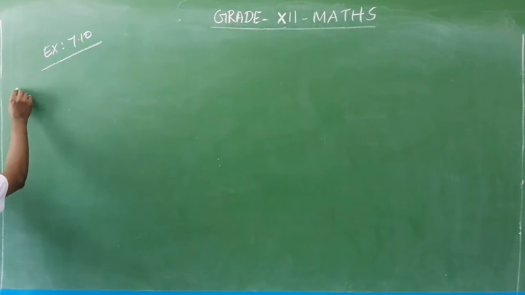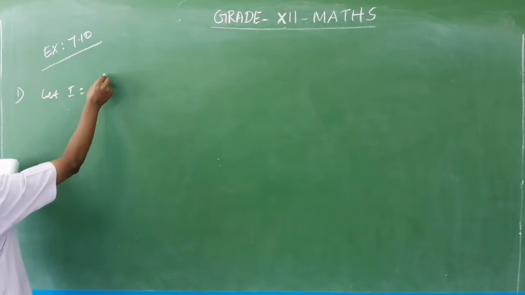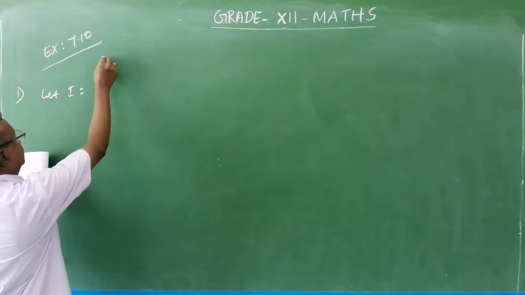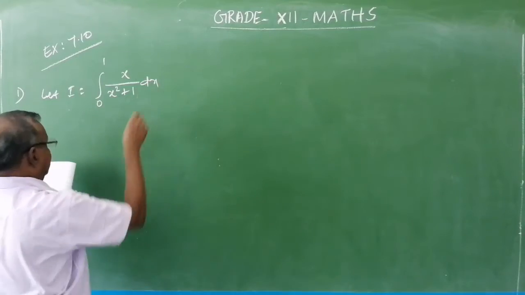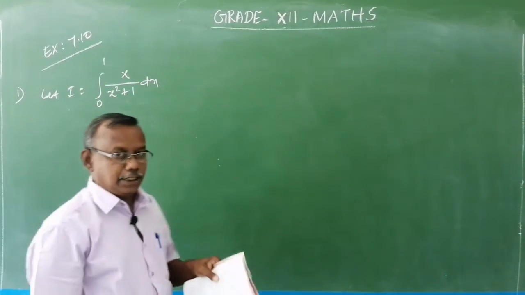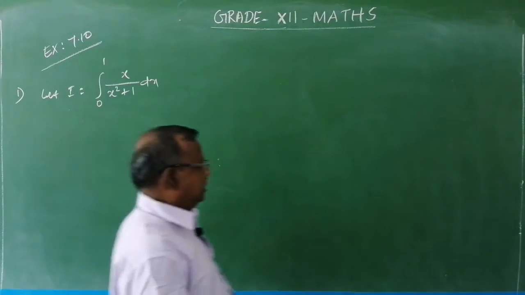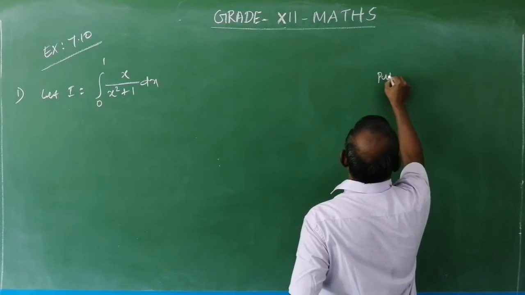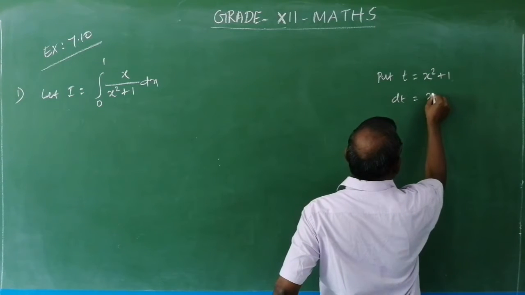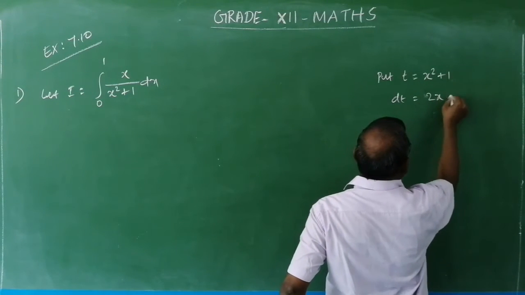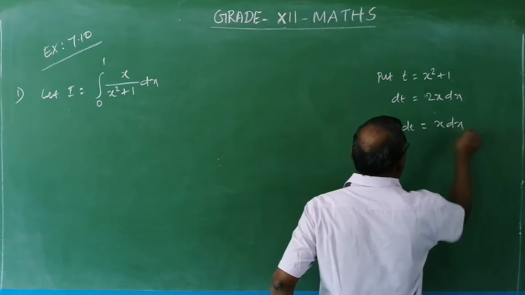Question number 1: let I equal to integral 0 to 1 of x by x square plus 1 into dx. See, such problems cannot be integrated directly, so we need substitution. So let us substitute here. Now put t equal to the denominator, x square plus 1. So dt equal to 2x dx. So 1 by 2 dt equal to x dx.